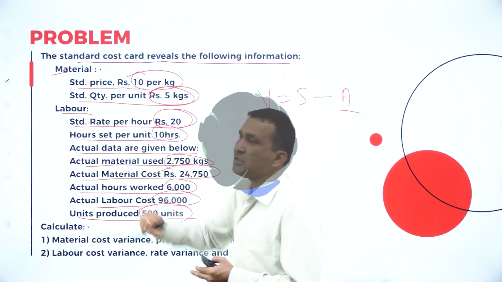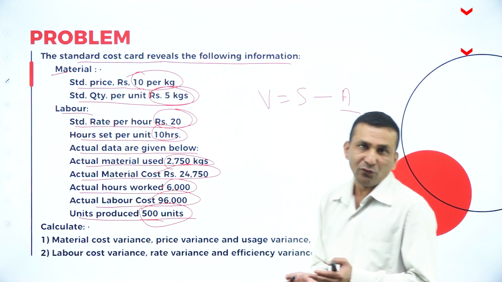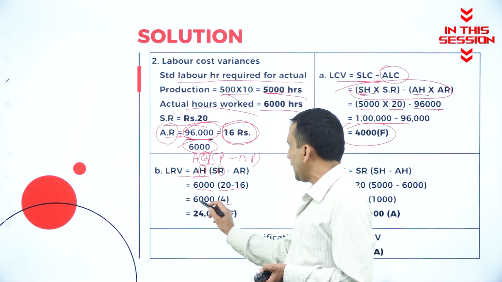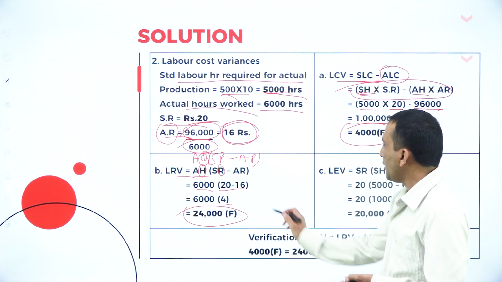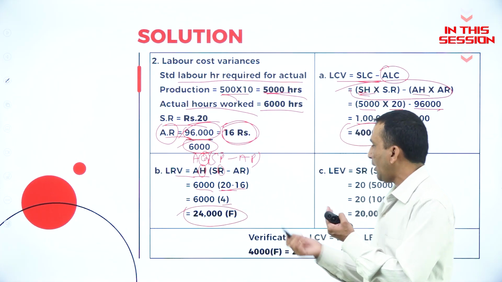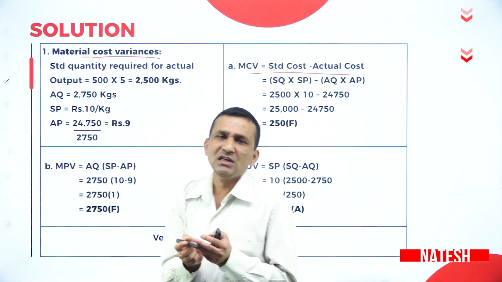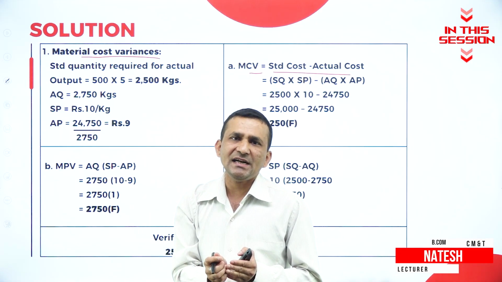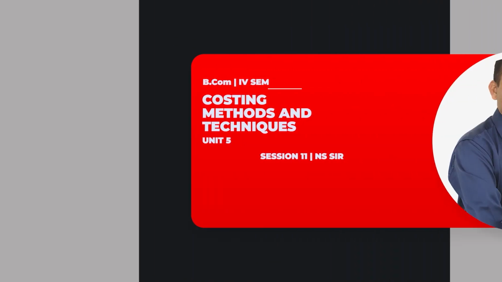Each unit will consume 5 kg. So we need to multiply, then we are getting 2500. That is actually the standard quantity. 20 minus 16, 4; we are getting 6000 into 4, 24,000, which is a favorable result because the sign is more. Okay, obviously. The formula is material cost variance. Easily we can find out standard cost minus actual cost. So to calculate the standard cost, we need a standard quantity and standard price.